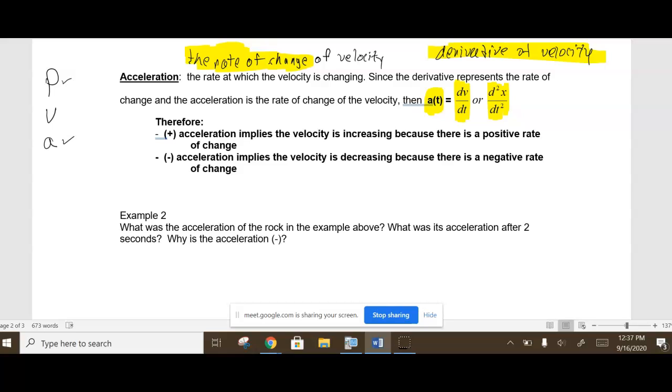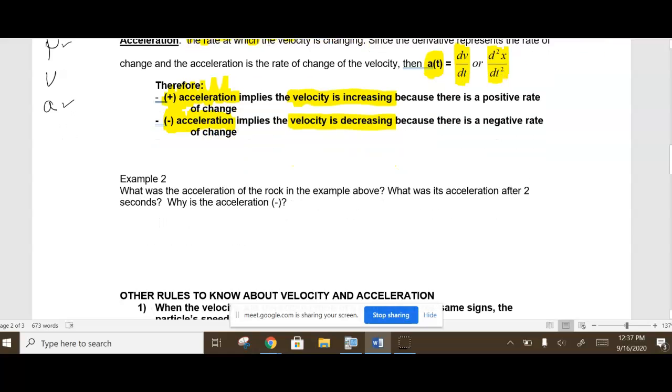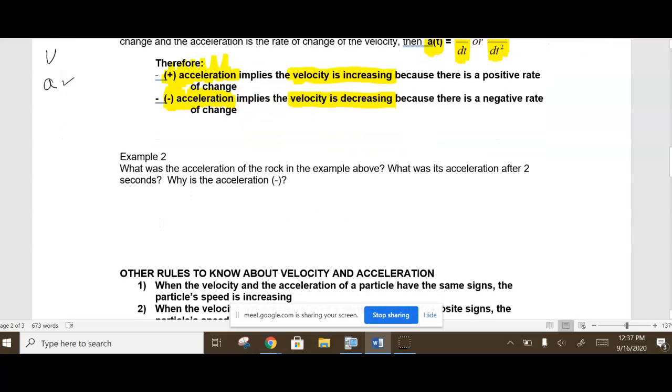All right. A few more things to keep straight. If I have a positive acceleration, and again, keep in mind, this is the rate of change of our velocity, that would tell you that your velocity is increasing. If you have a negative acceleration, then a negative acceleration would tell us that our velocity is decreasing. Okay? A lot of stuff to keep straight here, especially with the quiz coming up shortly.